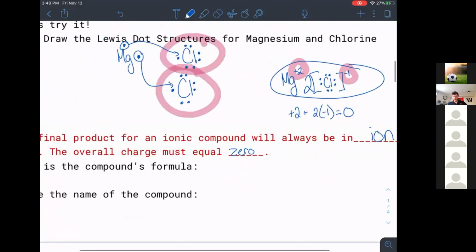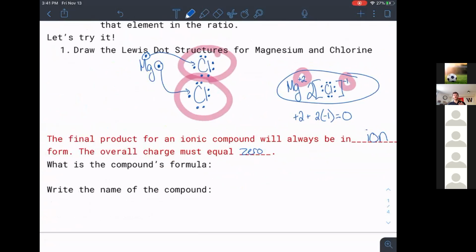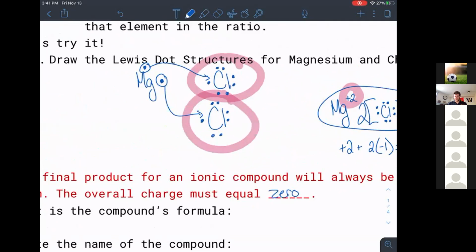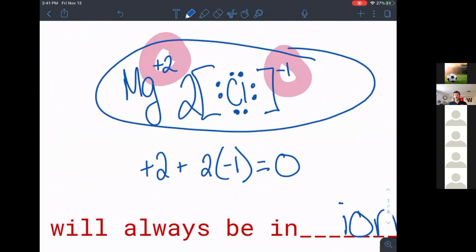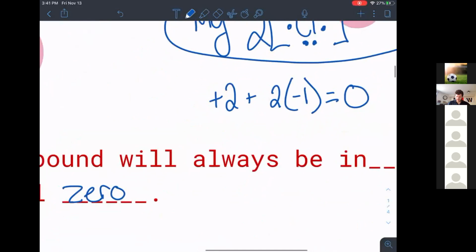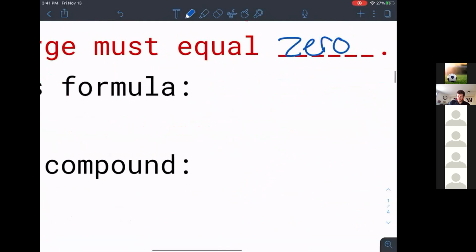All right. We have 2 more parts for this wonderful question. It says, what is the compound's formula? And we'll write the compound's name. So when we're finding the formula, we can look at our ion form. How many magnesiums did we need? 1. We needed 1 magnesium. How many chlorines did we need? 2.